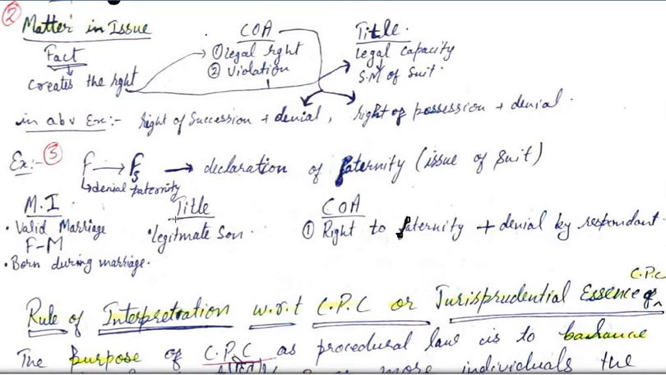The title he gets because of this is legitimate sonship. Sonship means legitimate paternity, being a legitimate son. So that is the title, the legal capacity in which he files the suit. And the cause of action is his right, his right that his father admits that he is my legitimate son, or a right to have a declaration that I am a legitimate son, and the denial of that right by the defendant father or respondent father. So that's fine for all.